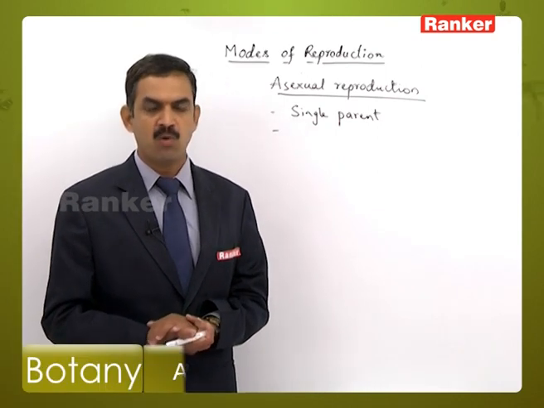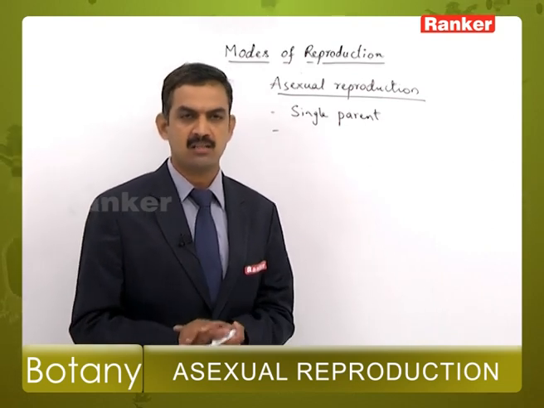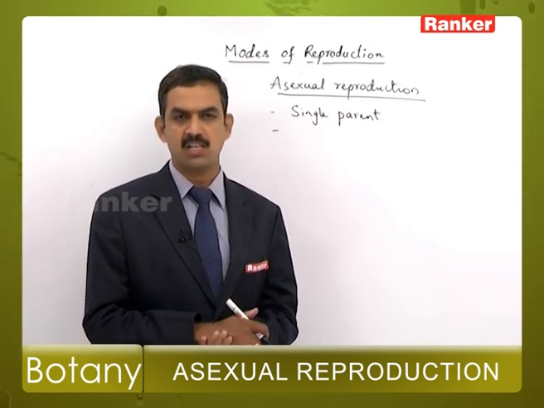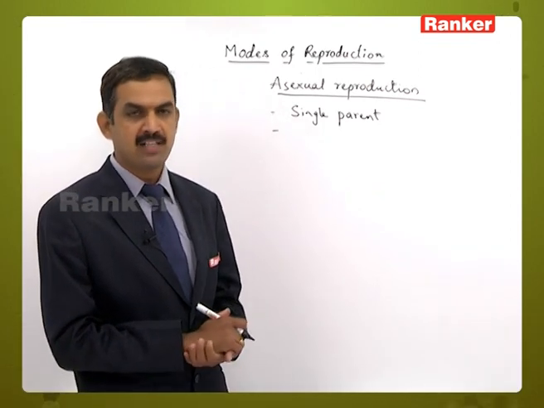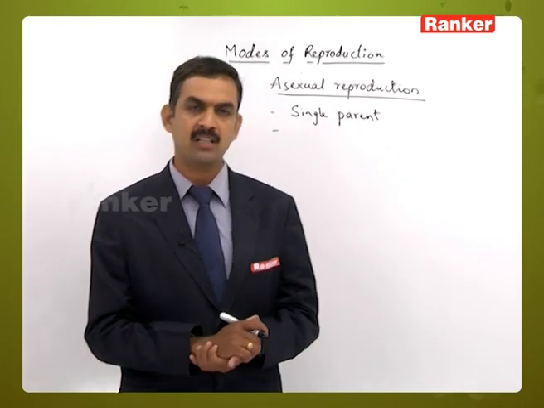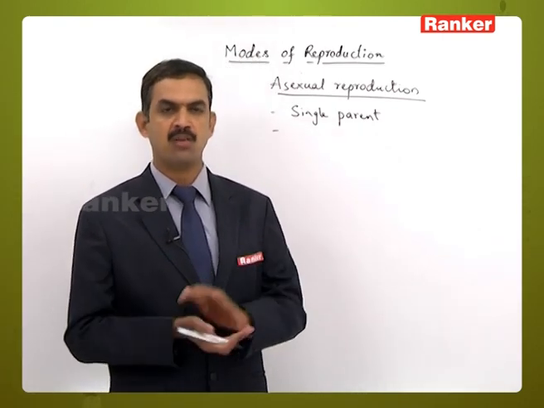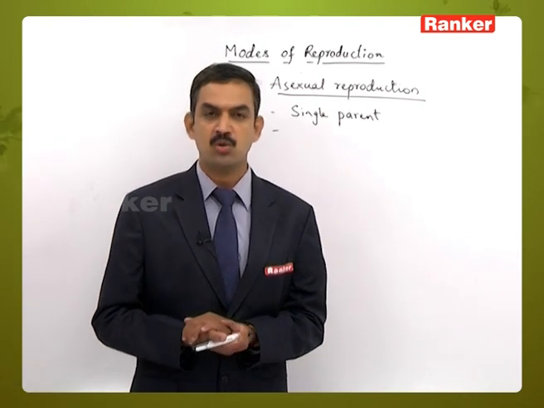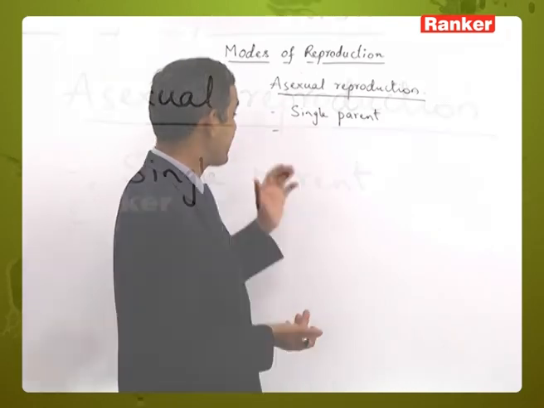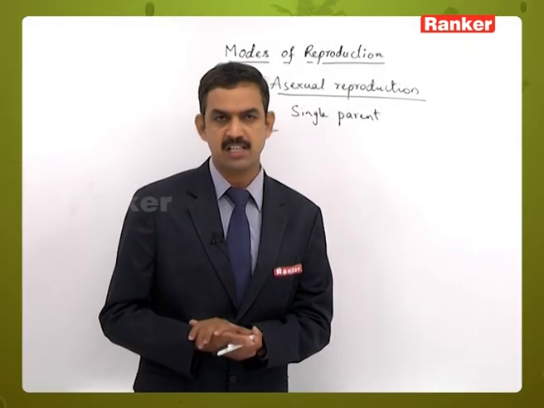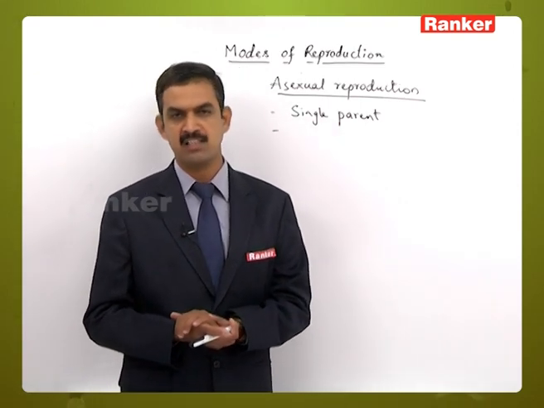Whatever the genetic constitution, or the good characters, or whatever characters are present in the parent, the same will be retained in the offspring generation also. And there is no possibility of incorporating new characters, no possibility of variations, and no possibility of incorporating new genetic variations into the offspring. So there are some advantages and disadvantages related to asexual reproduction, and there are various methods of asexual reproduction taking place in plants.